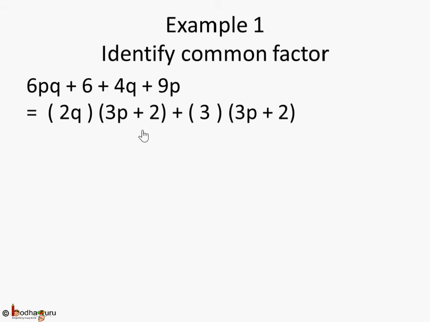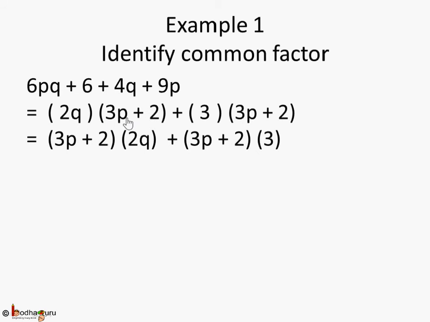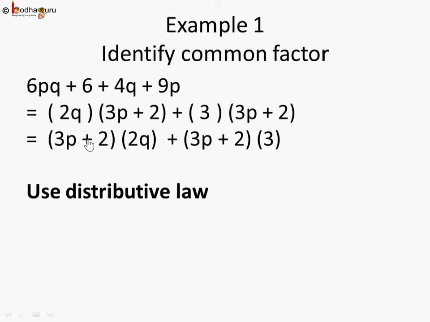So in the last step we reached 2q into 3p plus 2 as one term and 3 into 3p plus 2 as another term, right? We can see something common. We can just swap their places across the product using the commutative law. So it becomes 3p plus 2 into 2q, and this also we can write as 3p plus 2 into 3, right? That way finding the common factor is easy.